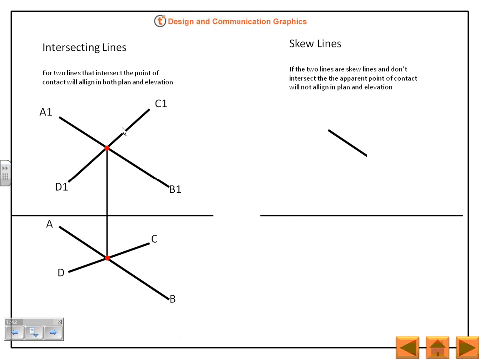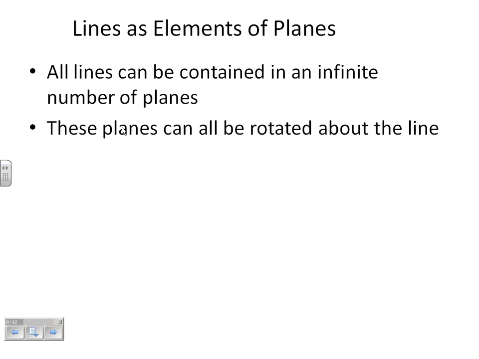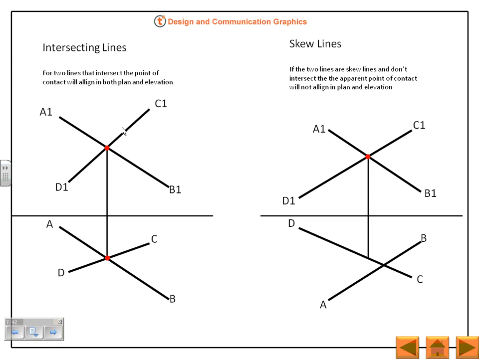Now this is where we started off today, and we were saying that the two skew lines on the right hand side are truly skew lines because they do not meet. The intersection point in the elevation does not correspond to the intersection point on the plan.